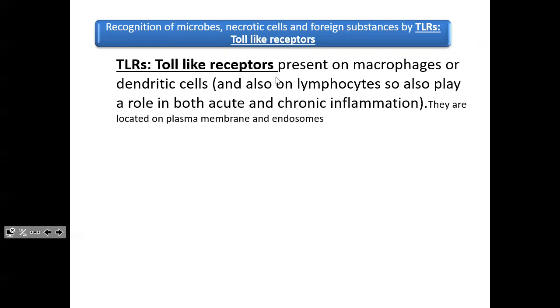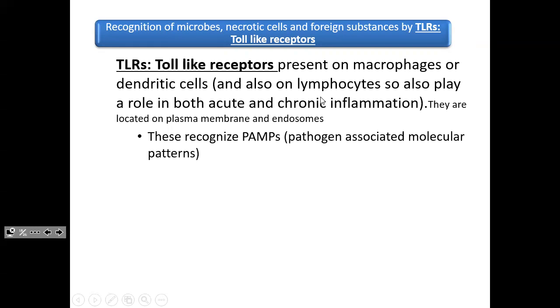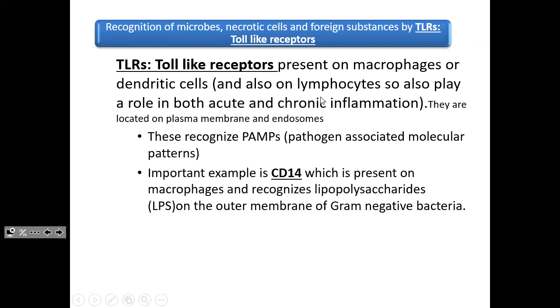So basically, these toll-like receptors, up till now, if I remember correctly, there are 10 which have been identified, and they are also present on other cells, and they play a role in both acute and chronic inflammation. They recognize pathogen-associated molecular patterns. One example of a toll-like receptor is CD14, which is present on macrophages and recognizes lipopolysaccharide, which is released from gram-negative bacteria. So LPS is an example of a PAMP, and CD14 is an example of a toll-like receptor.